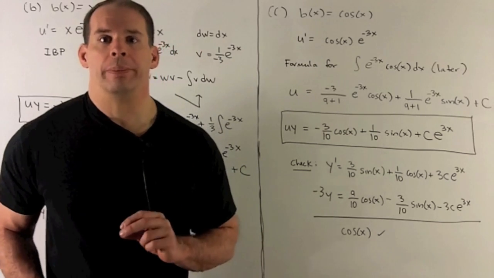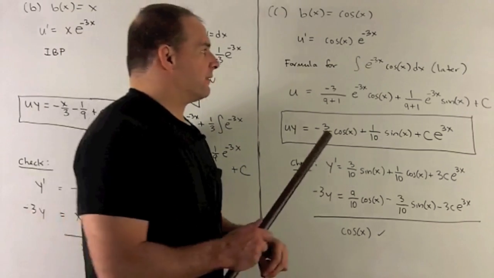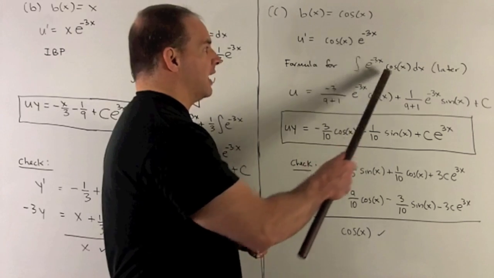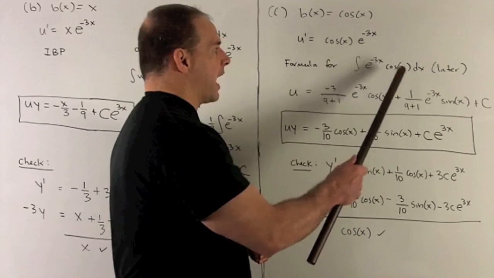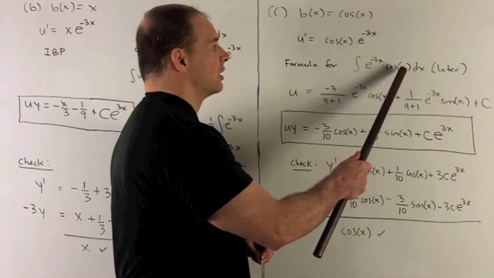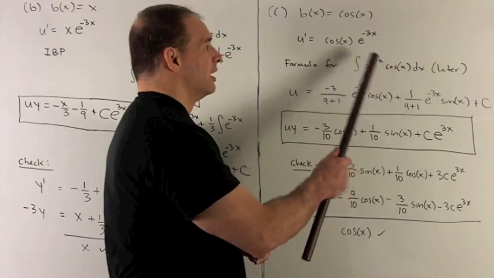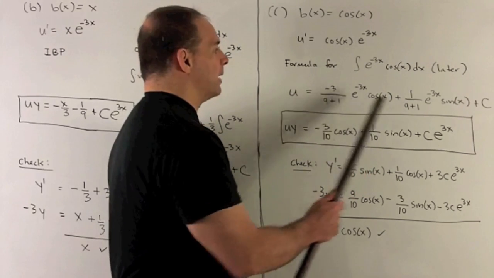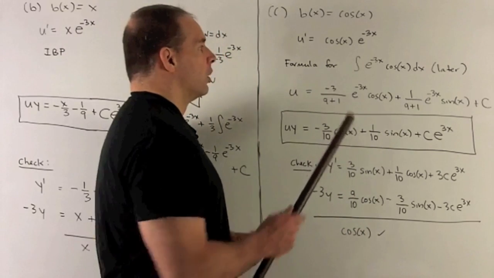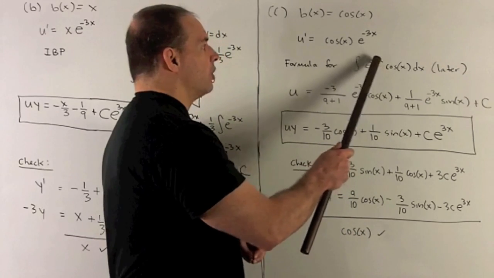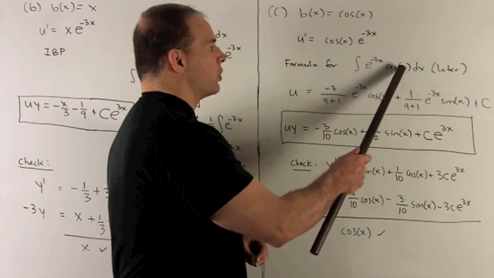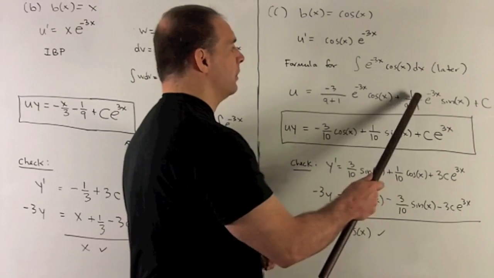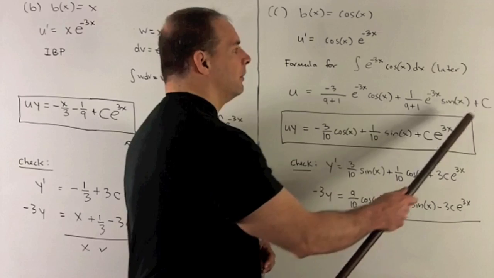So what's the rule? You identify the coefficient in your e to the x, so here it's going to be a minus 3. The coefficient for x in your cosine x, so here it's going to be a 1. Take the sum of their squares, and we divide by those. The coefficient in your exponential goes in front of the cosine term. The coefficient in front of your cosine goes in front of the sine term, and then add on your constant of integration.